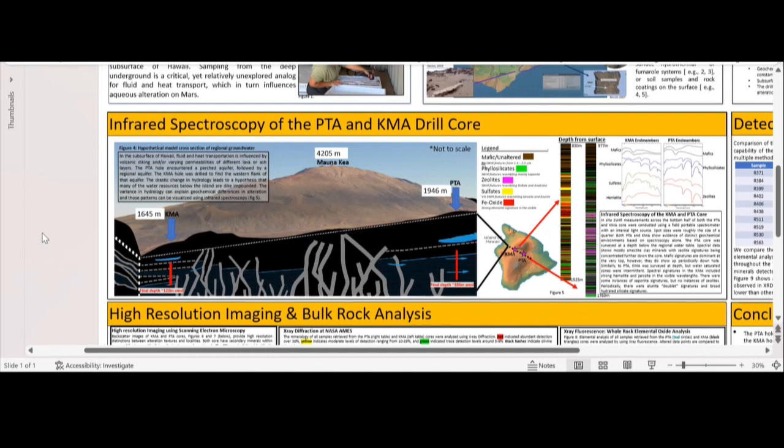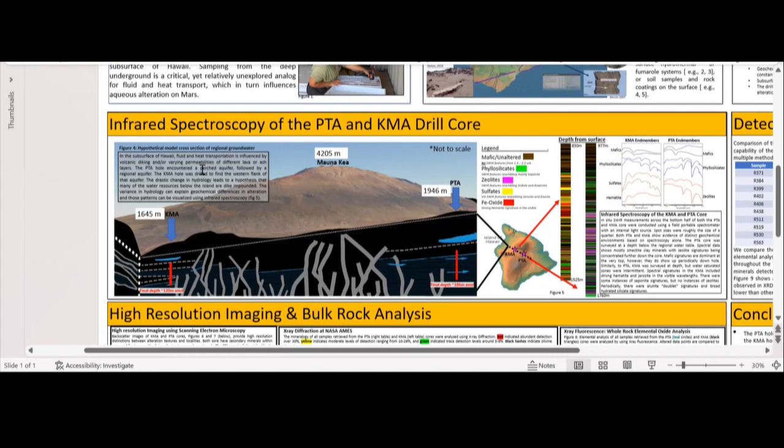Now, the KMA is drilled right here, which is west of the PTA. And the goal originally was to target that western flank of the aquifer. The hydrologist, using geophysical data, thought that would be a way to find the westernmost extent of that aquifer.